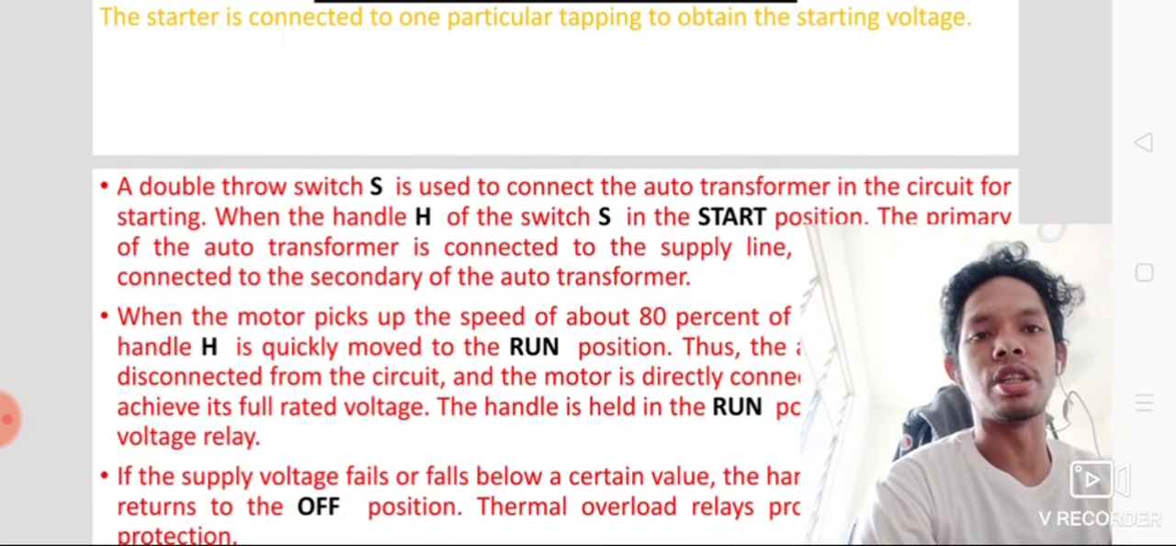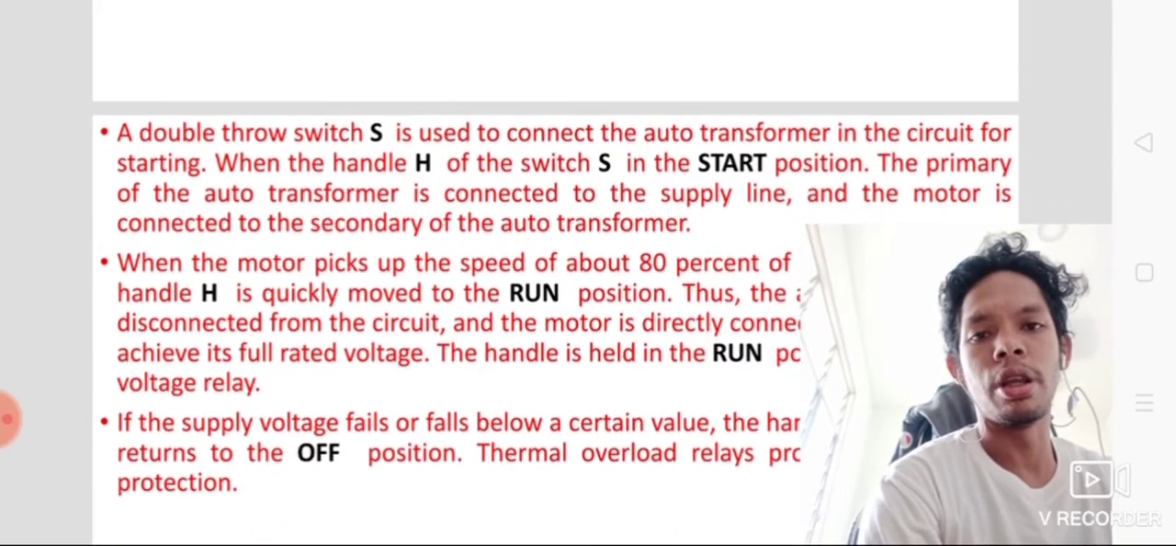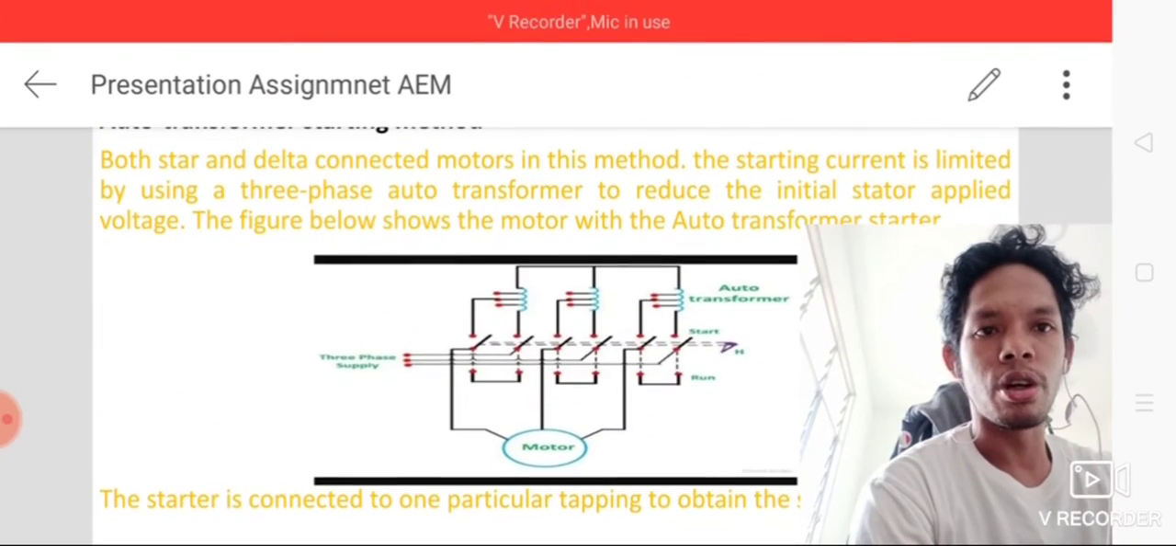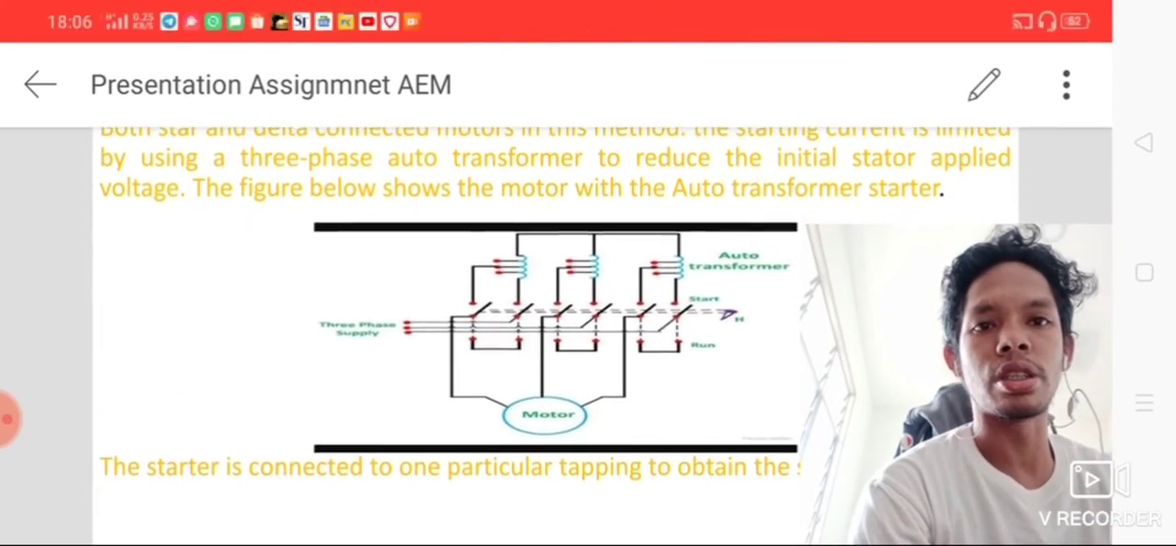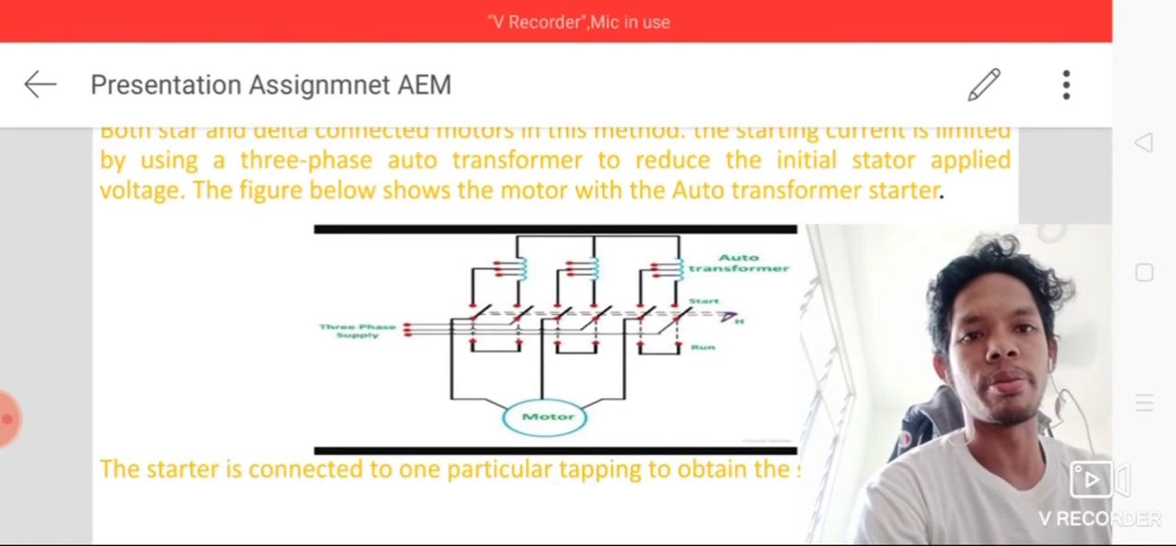Right, the explanation is about the auto transformer. Show this diagram.